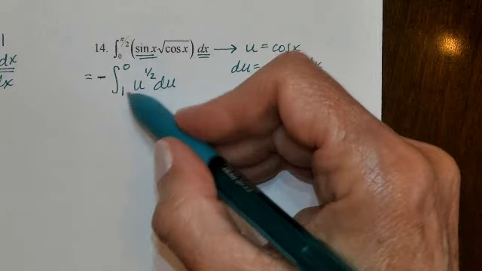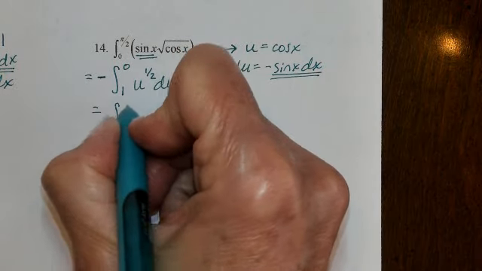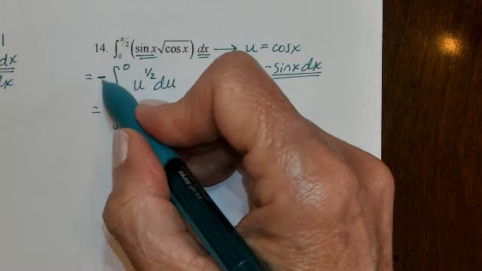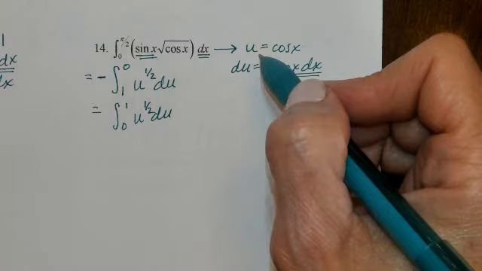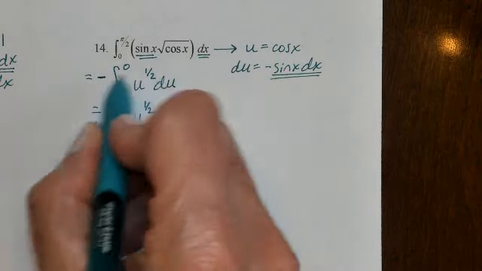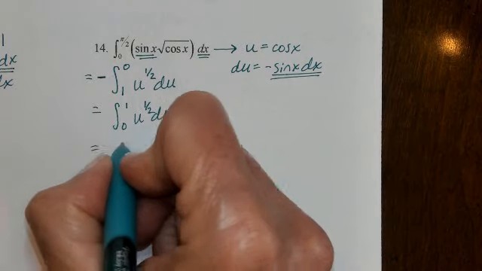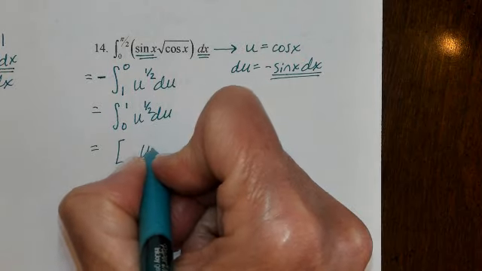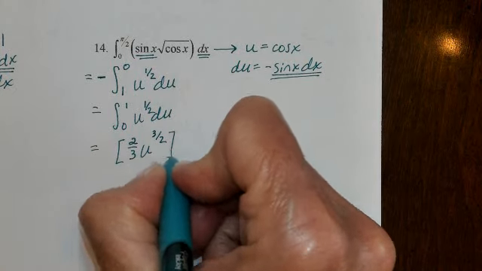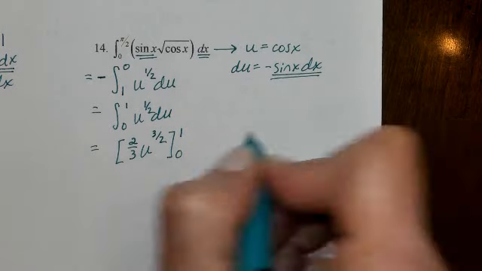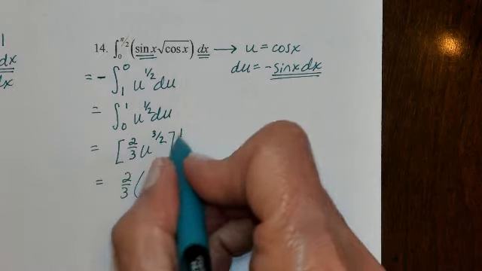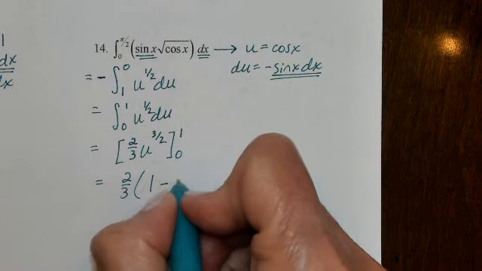Here's the point where, if you want to, we could switch this right quick. If you switch the boundaries, remember you make it the negative of it, so it becomes a positive here. You can do that, but you don't have to. We could have just kept that negative and kept the 0 on top. That's fine. All right. Power rule time. So u to the 3/2 times 2/3. And we're evaluating this from 0 to 1. And those are u values. So 2/3 times u, put 1 in for u, put 0 in for u.